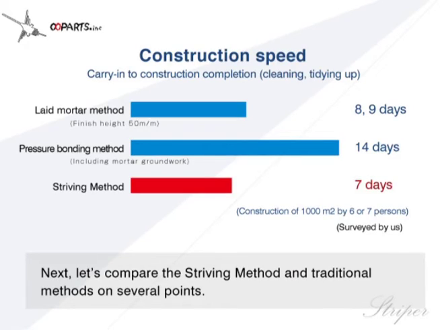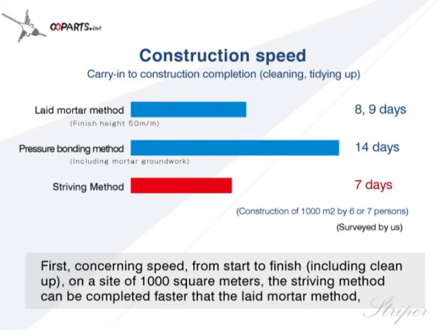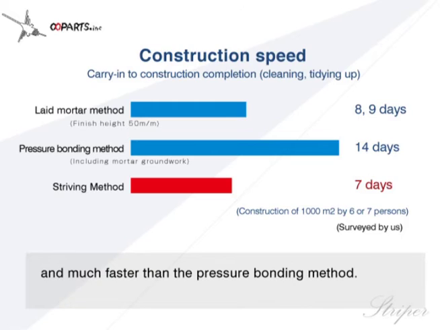Next, let's compare the striving method and traditional methods on several points. First, concerning speed, from start to finish, including cleanup, on a site of 1,000 square meters, the striving method can be completed faster than the laid mortar method and much faster than the pressure bonding method.